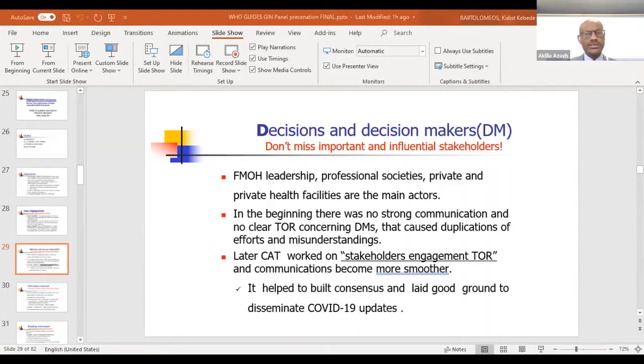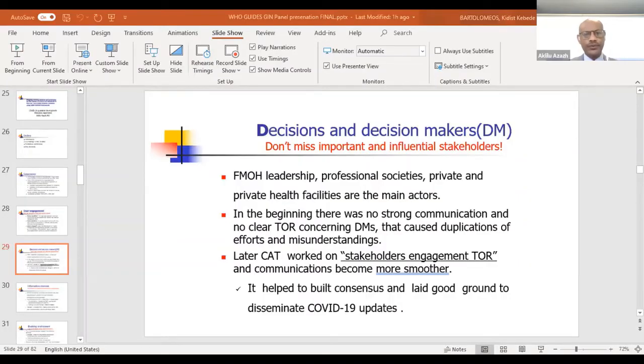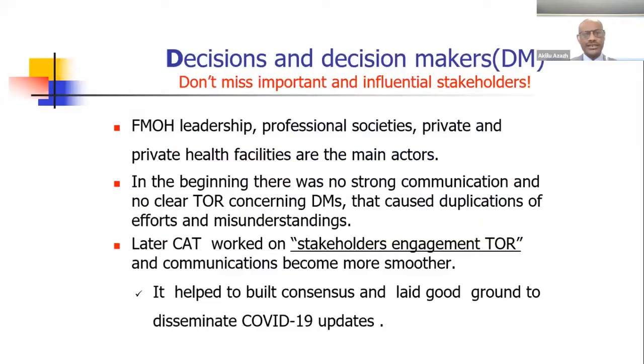When we come to decision makers, it's really very important to always engage decision makers in guideline development, because important and influential stakeholders have to be included. Otherwise, there can be obstacles in the process. In this process, in the beginning, there was no strong communication and there was no clear TOR concerning decision makers. In fact, that really caused duplication of efforts and misunderstanding in the process.